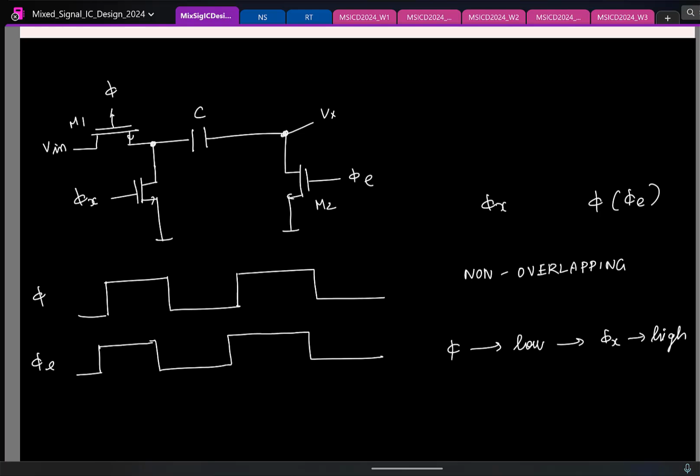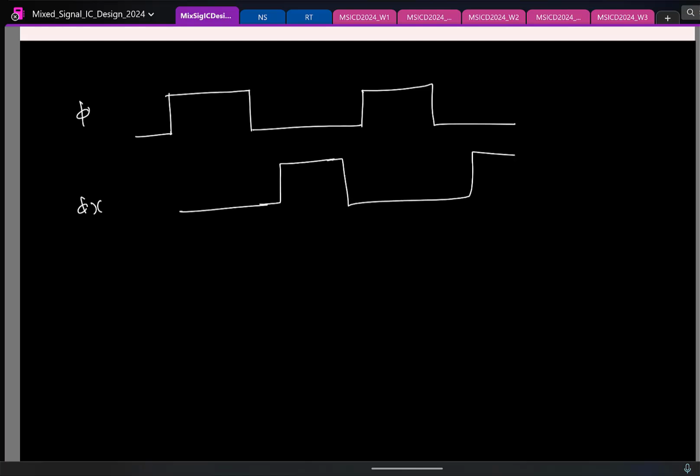Fine. So the clocks will basically look like this. I'll draw with ideal switches now. Let us say this is my one clock. My phi x should basically look like this. So when phi goes low is when phi x goes high. Similarly, when the second clock goes low, the other clock goes high.